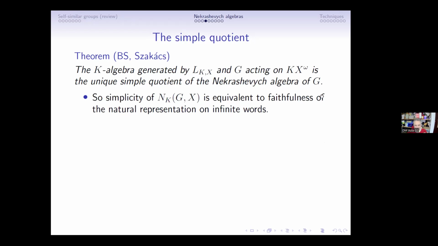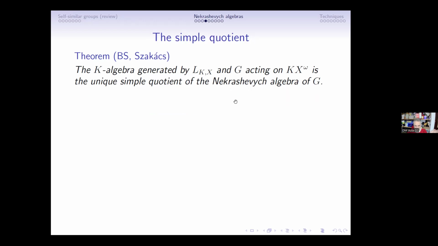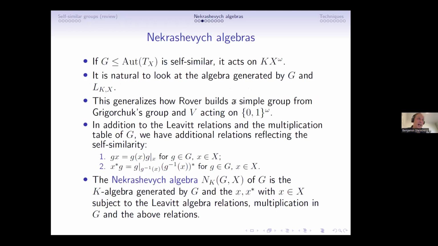Sorry, since you said before that I had put CK2 among the relations in the previous slide, you didn't. I misunderstood. When I said the Leavitt relations, I meant including CK2. Okay, so wait. Okay. So because of the group being thrown in, you can lose simplicity. Okay.